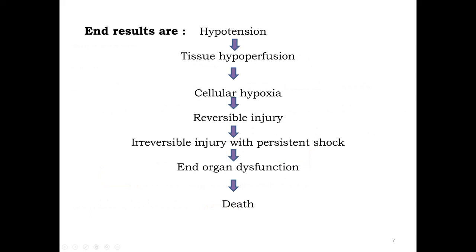So there is another flow chart. There is hypotension due to hypoperfusion leading to tissue hypoperfusion leading to cellular hypoxia, which results in reversible injury, and irreversible injury with persistent shock ultimately leads to end organ dysfunction and then death.